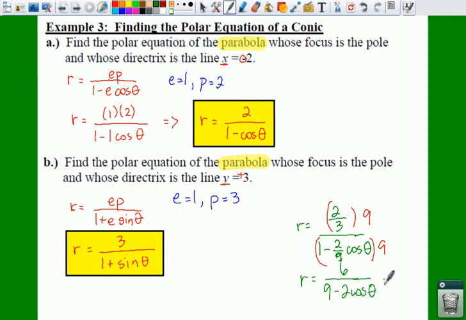Notice how you don't have any fractions here, but this is what your equation would be. So I hope that helps clarify a few things in 9.7.